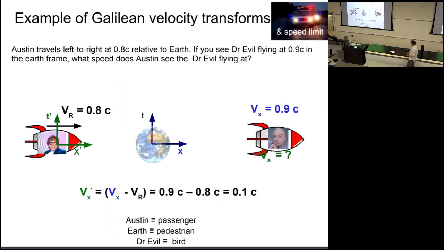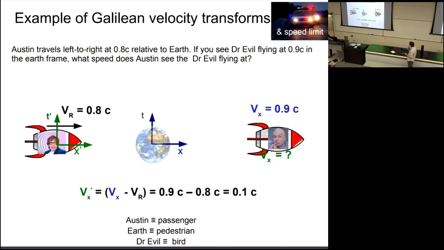I've got two examples here that we're going to work through, where we're first going to look at the Galilean classical transformation of velocities from one frame to another frame, and then we're going to look at what we call the Lorentzian, relativistic transforms from one frame to another frame. So we're going to do that.